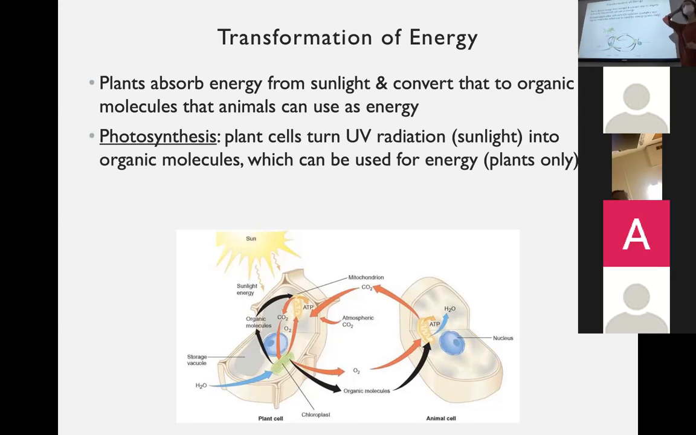So plants are turning UV radiation, so sunlight, into organic molecules. Those molecules are then used for energy by organisms that eat the plants. So plants are the first step in starting this whole energy flow. Without them, the sun would just be shining down on us and we wouldn't be able to do anything with it. We wouldn't be getting any energy without plants starting this whole process through photosynthesis.